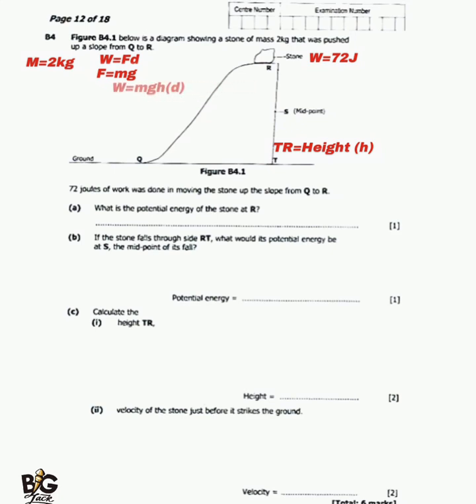Therefore, we can say work done is equal to mass multiplied by gravity multiplied by h. And we know that potential energy is equal to mg multiplied by height. So in this case they are going to have the same energy. So the answer is 72 joules.